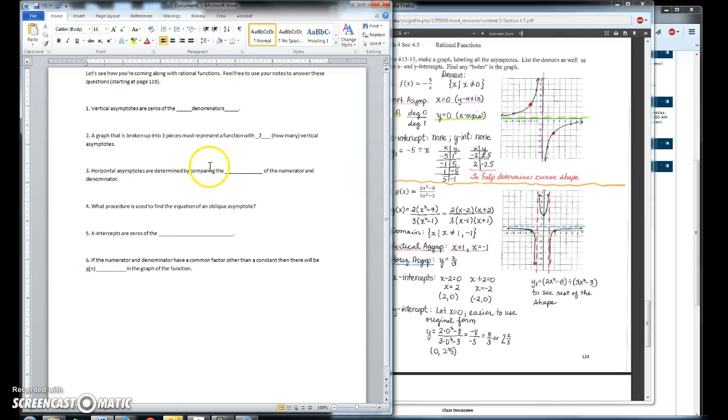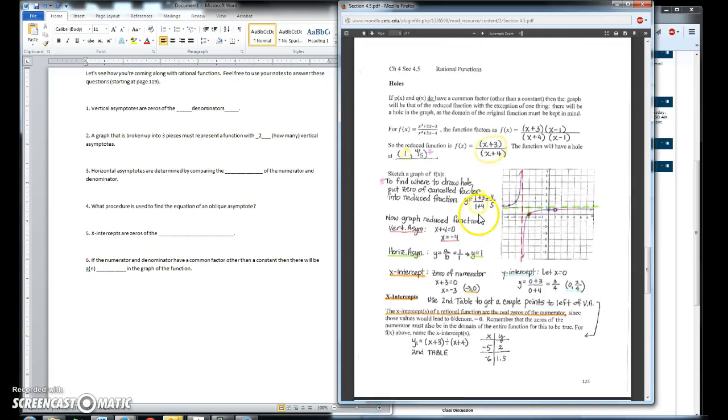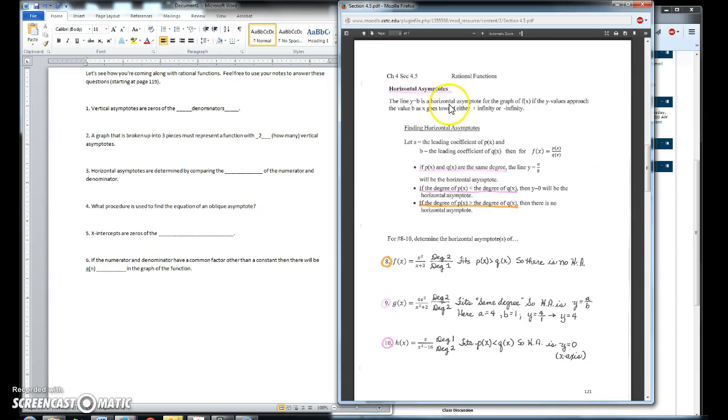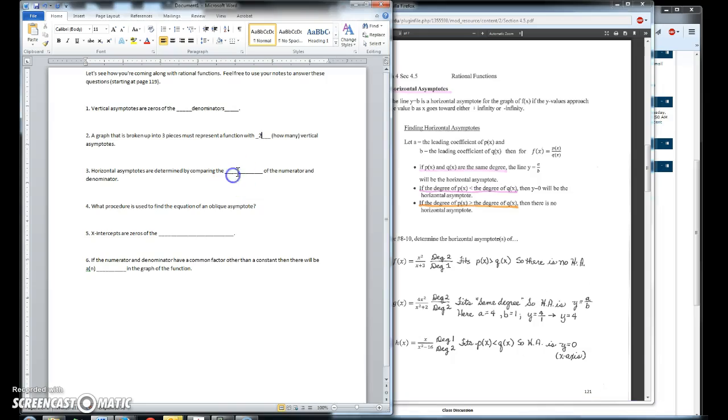It says horizontal asymptotes are determined by comparing the blank of the numerator and denominator. Let's go to horizontal asymptotes. They are up here. You look at the degree, right? If p of x and q of x are the same, you look at the leading coefficients. If the one on the top is smaller than the one on the bottom, then y equals 0 will be the horizontal asymptote. If the one on the top is greater, there is no horizontal asymptote. So we find the horizontal by comparing the degrees.